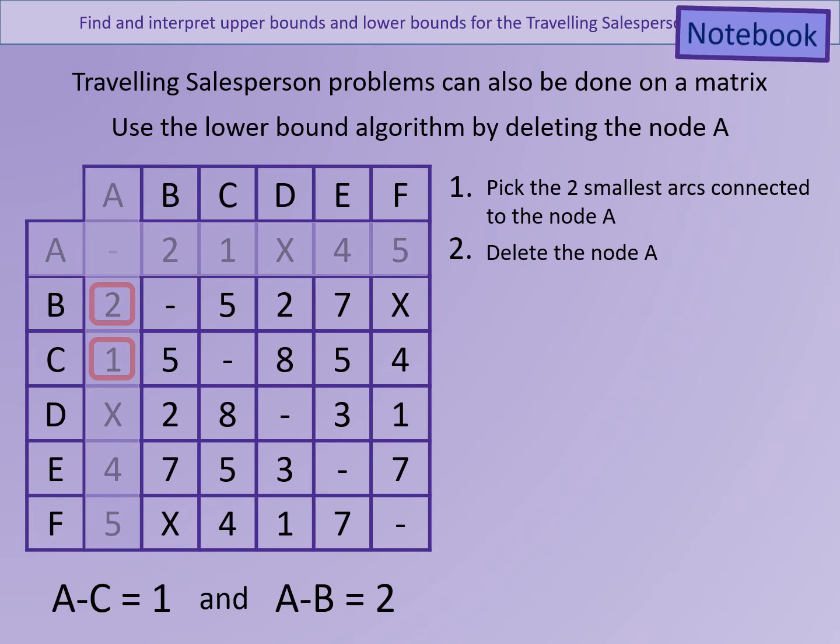I'm just going to shade those out there, but you may rewrite these in your calculation, so you rewrite the table. We're then going to find the minimum spanning tree using the nodes B, C, D, E and F. Since we are in matrix form, the easiest way to find a minimum spanning tree is to use Prim's algorithm. So you would use Prim's algorithm to find a minimum spanning tree for the remaining nodes.